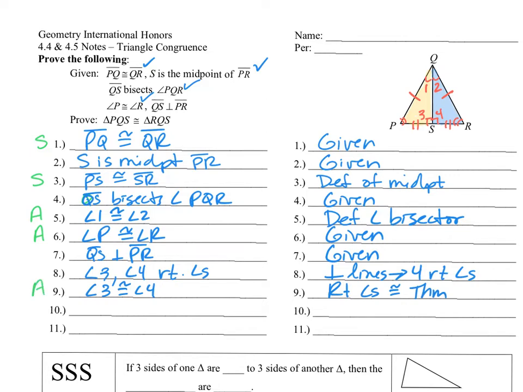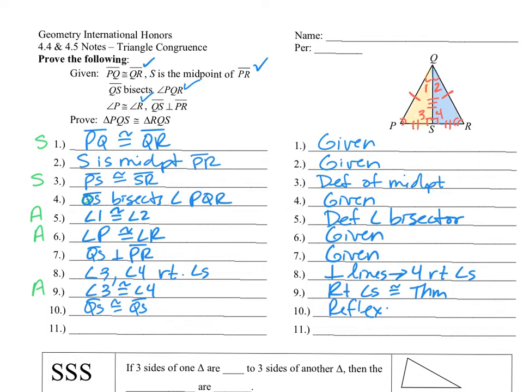So now you can see we have 2 sides and 1, 2, 3 angles. So we just need one more part. If you take a look at the diagram, you'll see that the yellow triangle and the blue triangle share a side. And of course, that side is going to be congruent to itself. So we can say that segment QS is congruent to itself because of the reflexive property.